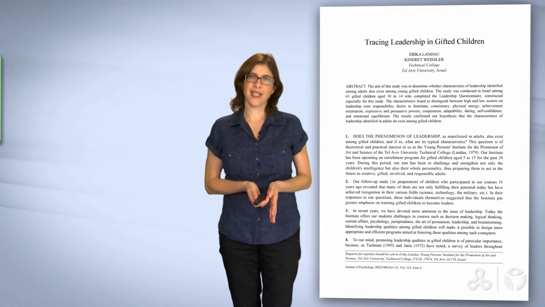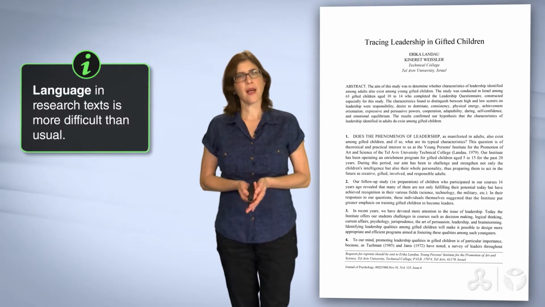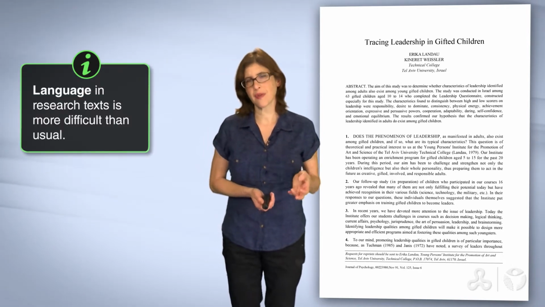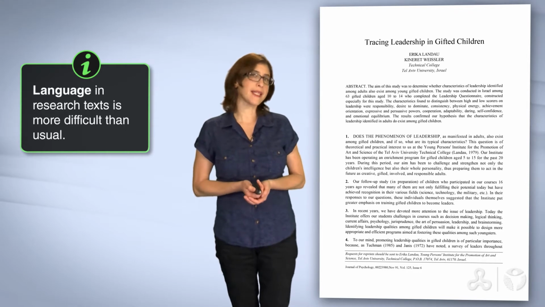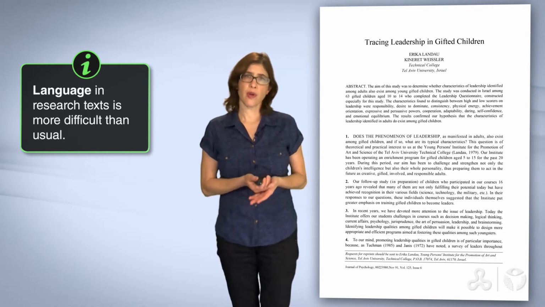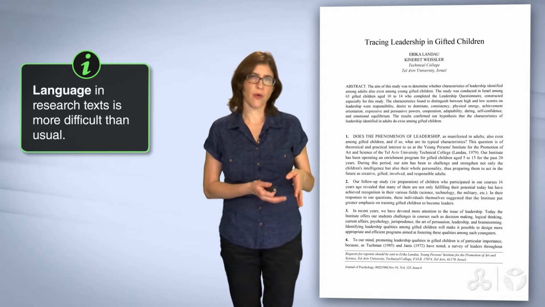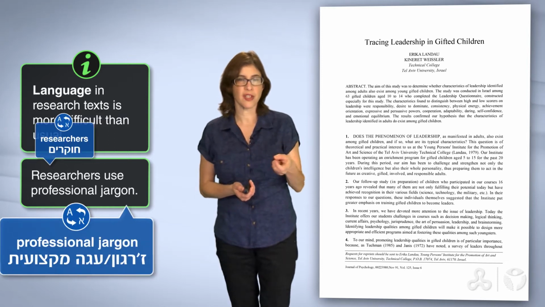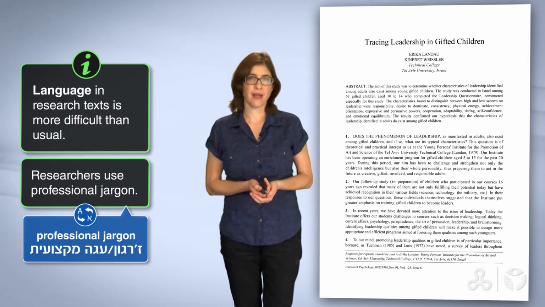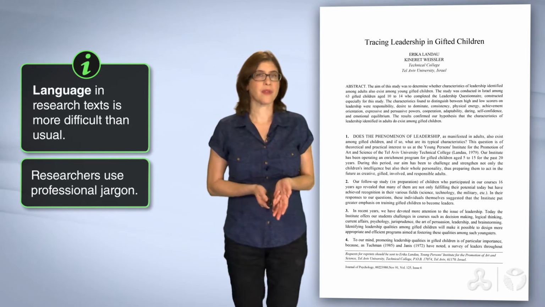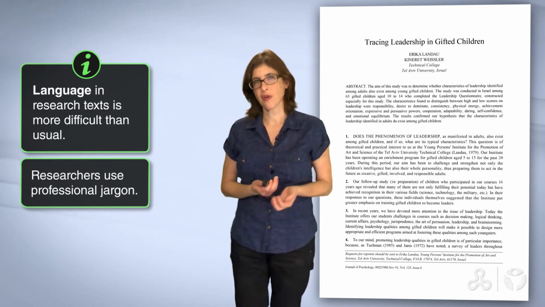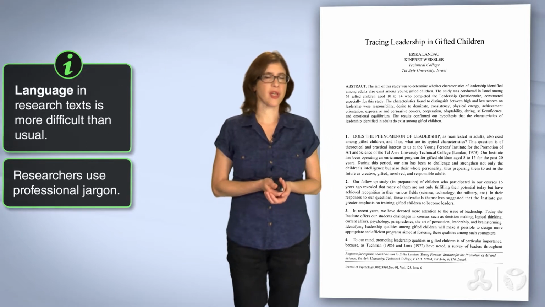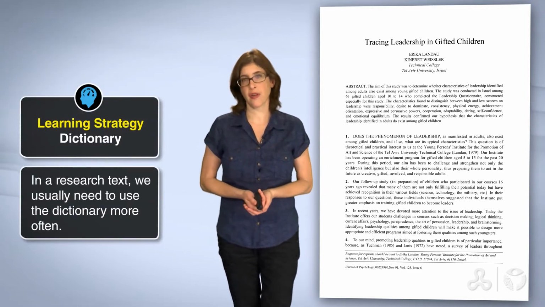Now, before we start reading, let's talk a bit about the kind of language that we usually find in research texts. Language in research texts is a bit more difficult than usual. Now, why is that? The author of a research text is usually also the researcher, and researchers use professional jargon when they write. This means more difficult words, words that we do not see very often. So in a research text, we usually need to use the dictionary more often.